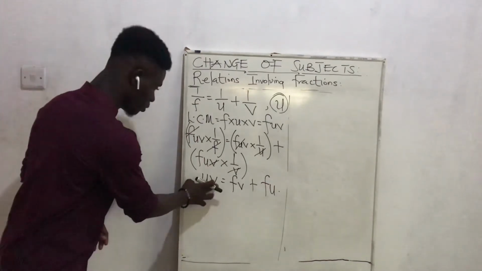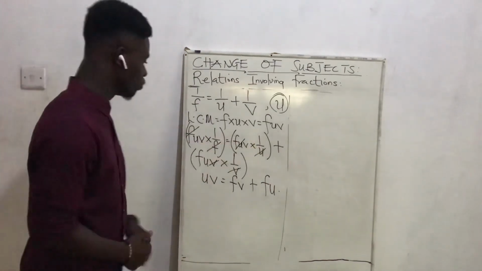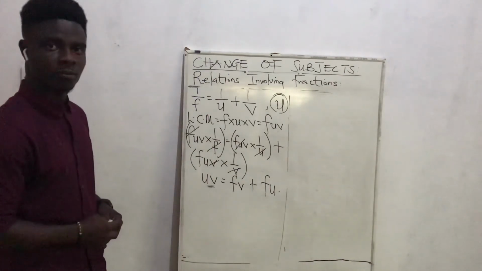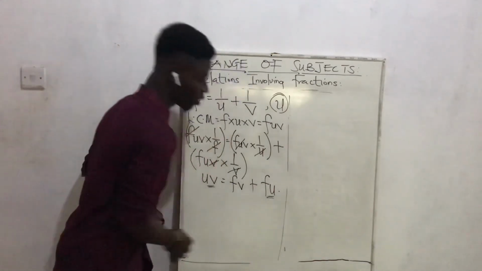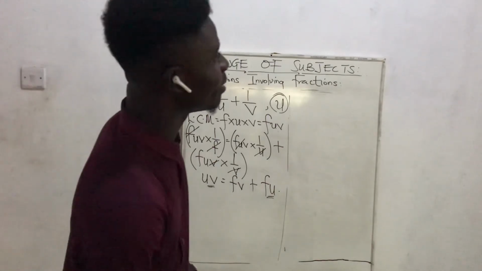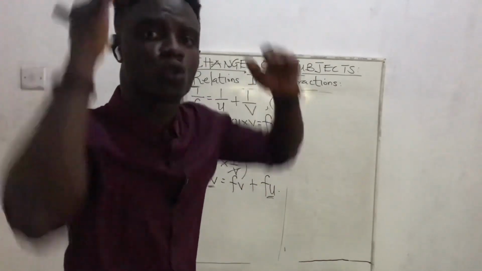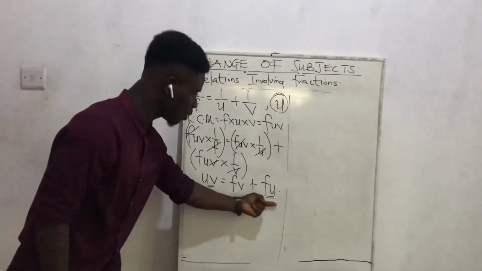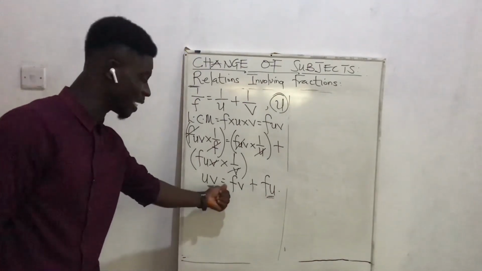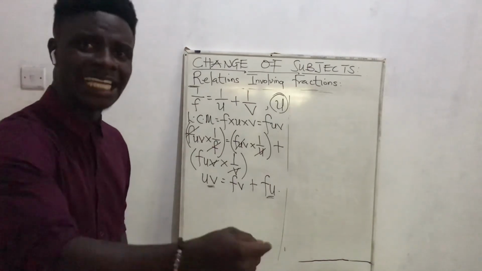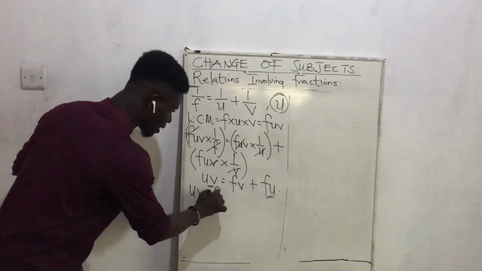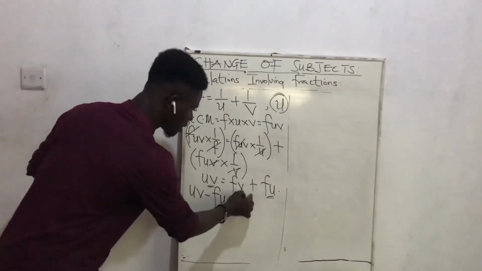Now, what do we do here? We want to make U the subject. So now, watch here. We have U here, then U here. What do we do? Yes, tell me. We would group like terms. So this one is positive FU. Immediately this positive FU crosses the equal sign, it becomes negative FU. So I have UV minus FU equals FV.